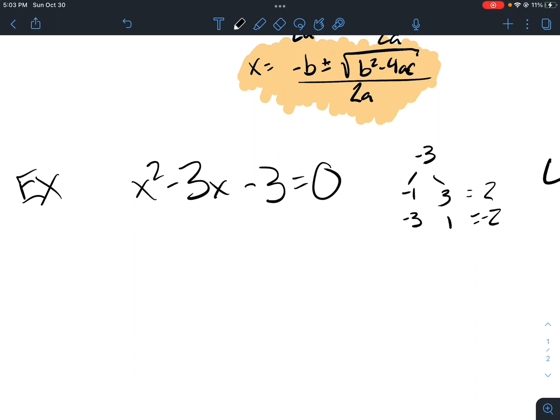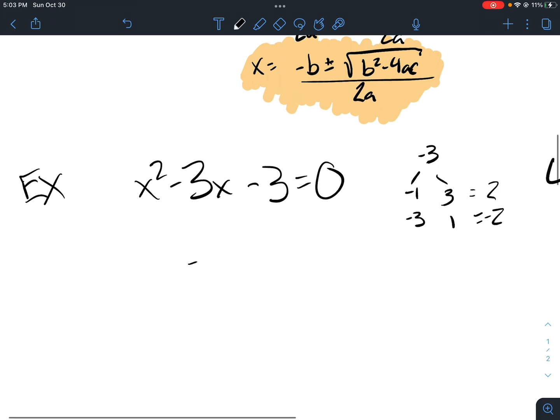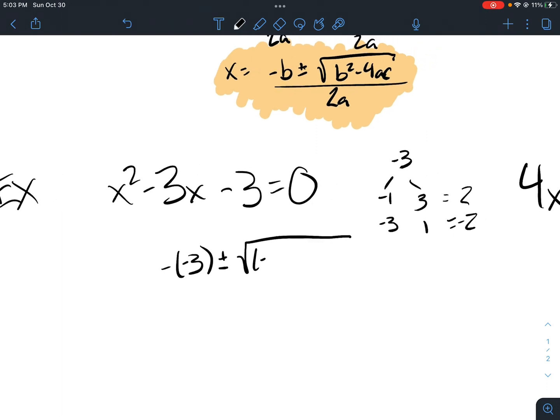So we start just plugging stuff in. So we're going to have negative 3. I'm going to do this sort of exhaustively. Plus or minus the square root of negative 3 squared minus 4. A is this spot, so that's just a 1. And then C is this spot, remember, so this is just a negative 3. And this is all over 2 times A.